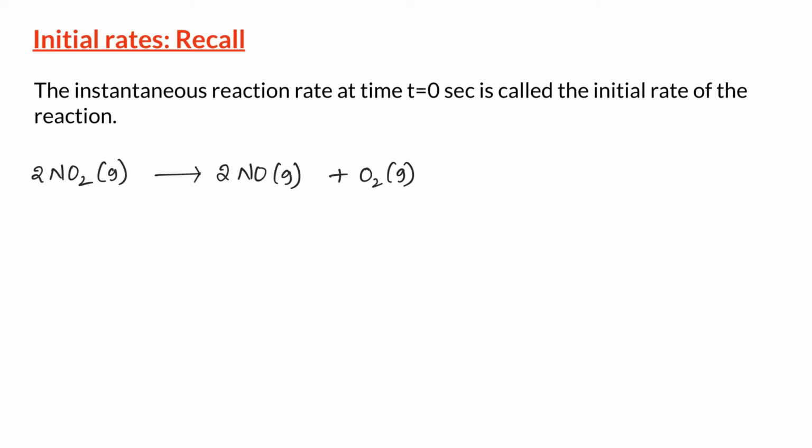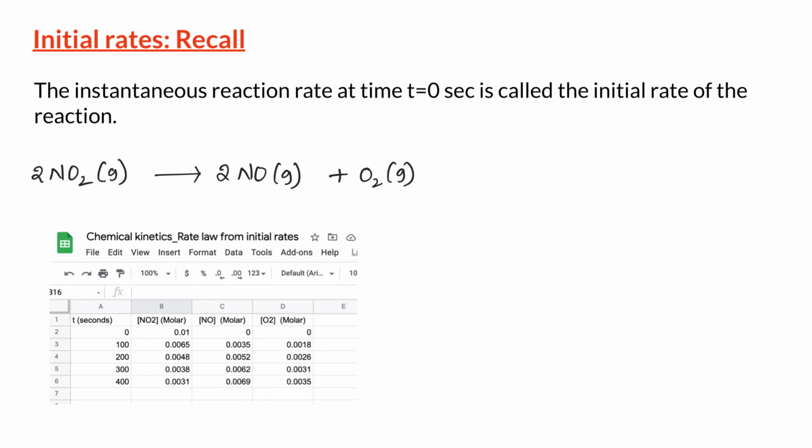What we do is we go to the lab and start this reaction and measure the concentration of NO2, which is the reactant of the reaction, at various time points. Let us say the following is the data collected in the lab. We have concentrations of reactants and products at various time points.